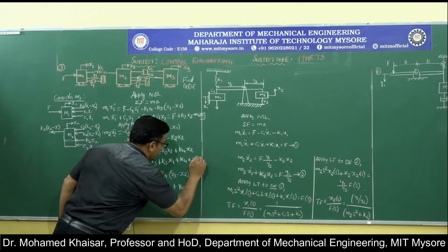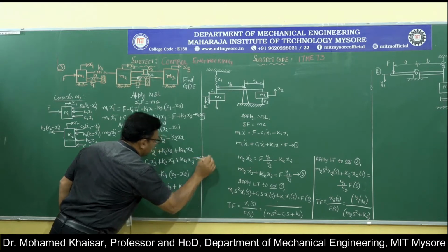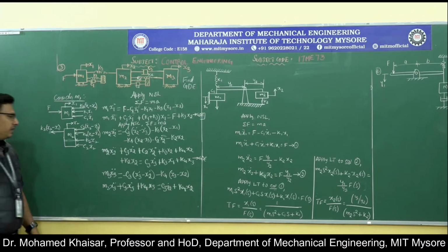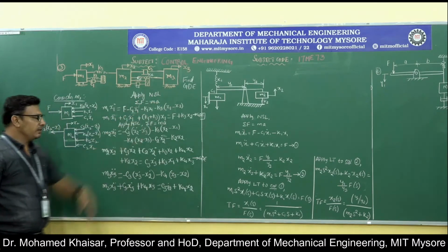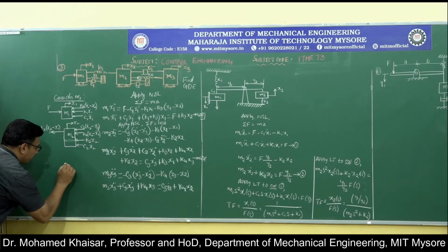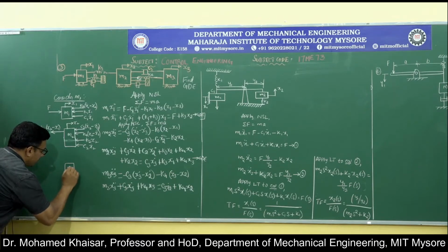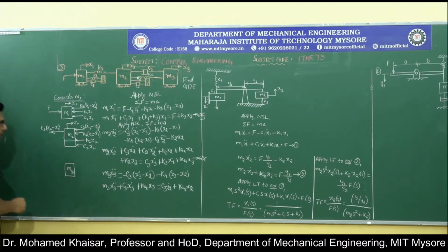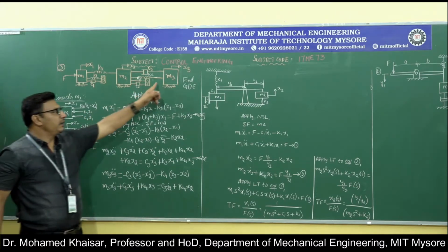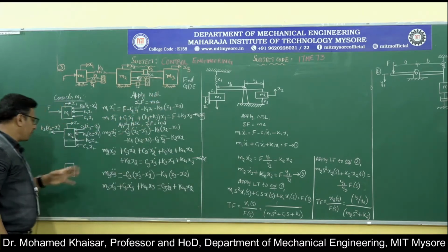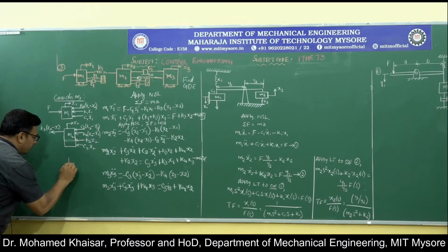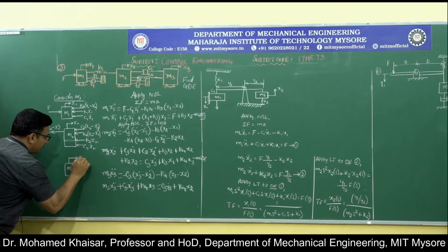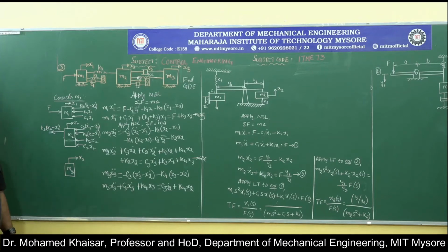This is the governing differential equation for the mass m2. Then there is the third mass also. So consider the mass m3. Since no force is directly disturbing it, F will not be present there, whereas it is trying to get displaced by a distance x3.